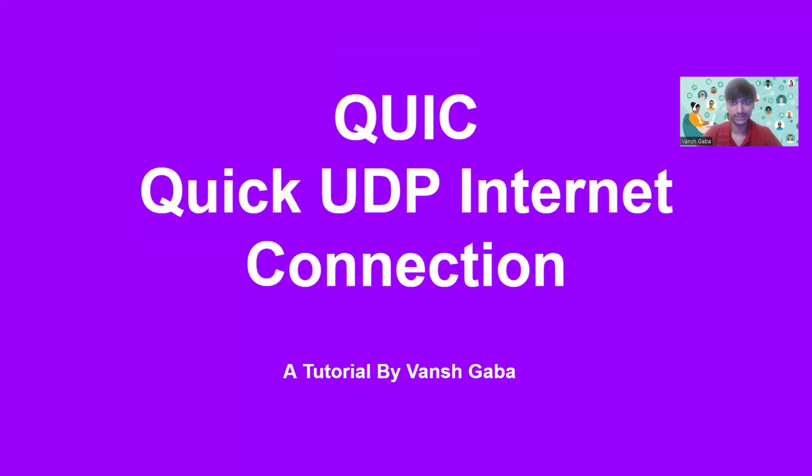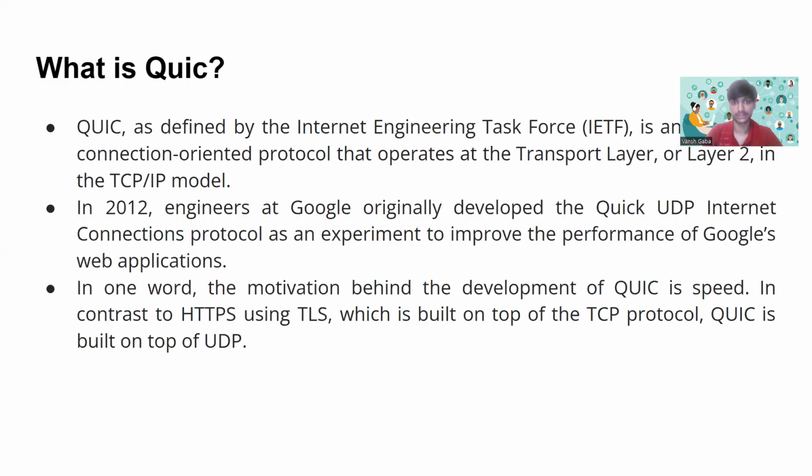So basically QUIC is a UDP-based internet connection protocol which operates at the transport layer. According to the Internet Engineering Task Force, it is the protocol which operates on the transport layer, and this layer is layer number 2 in the TCP/IP model stack.